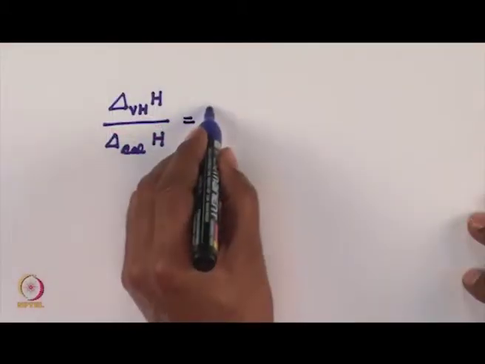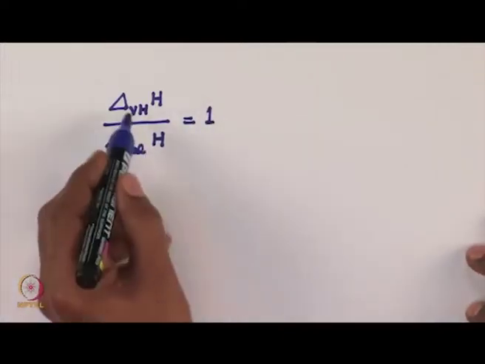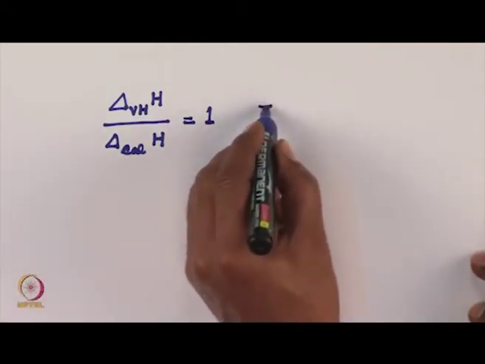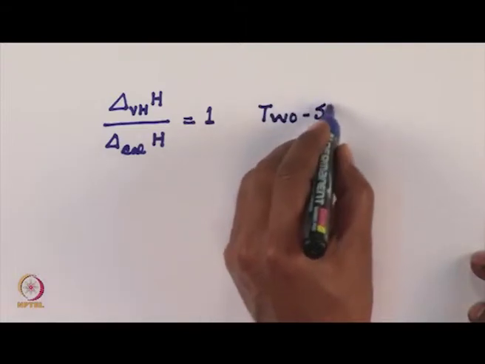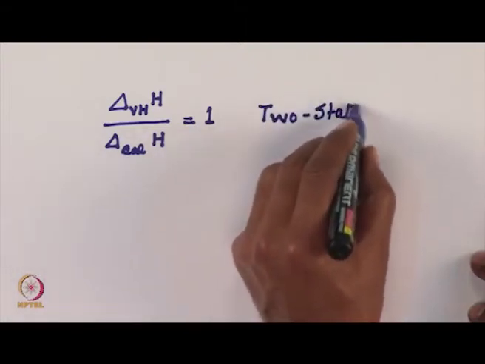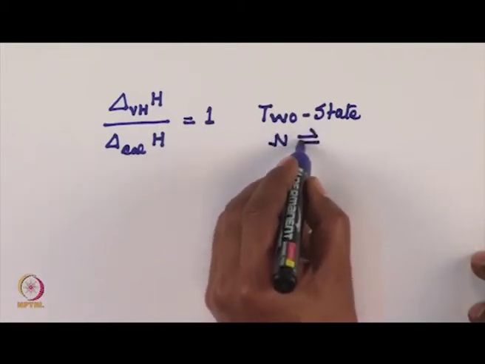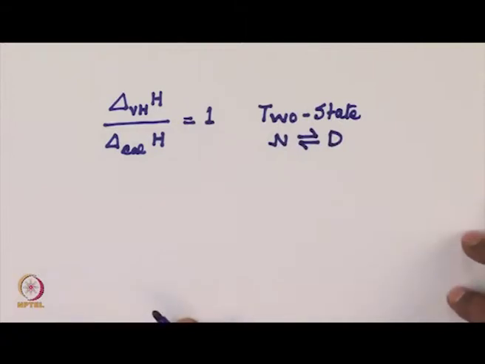Suppose this is equal to 1. We have earlier discussed that if Van 't Hoff enthalpy is equal to calorimetric enthalpy, then the unfolding process is two-state. Two-state means either the native state is significantly populated or the denatured state is significantly populated.